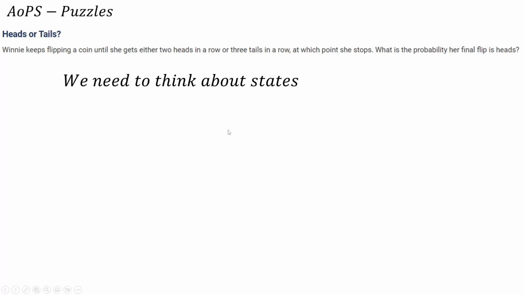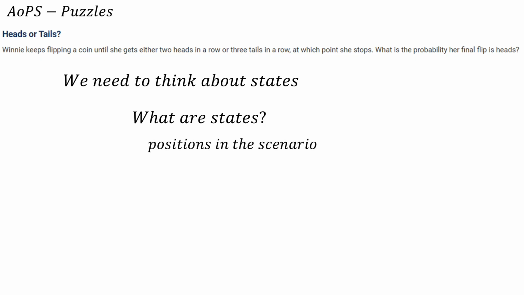So the way to solve these problems is to think about states. Now, you are obviously thinking, what are states? States are just positions in the scenario, in the game. Okay, let's just define some states. And it might seem a bit random or not very intuitive at the start, but I'm just going to ask that you go ahead with it, and then hopefully it will make a bit more sense as we do this first problem. Okay, so let's just say S, the variable S, represents just the starting state.